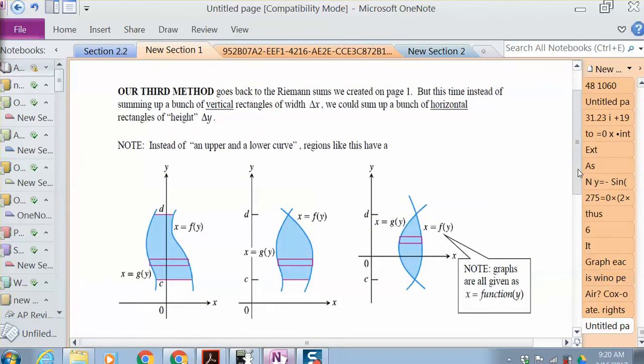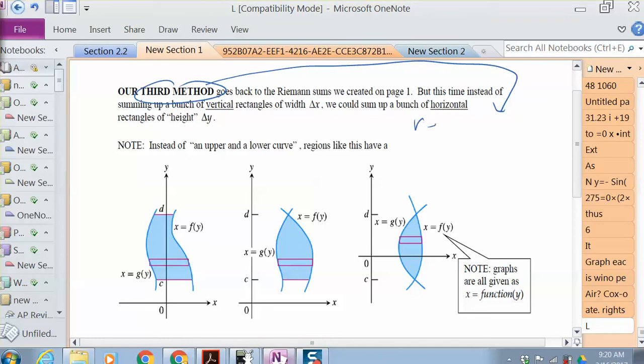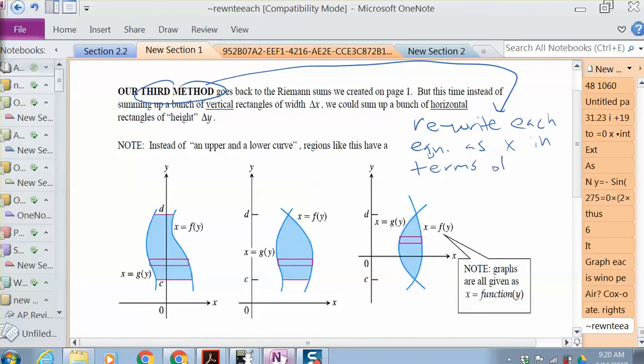So I'm going to tell you what the third method is, just so you know what we're getting ourselves into here. You're going to rewrite, actually you do want to write this down. Rewrite each equation as x in terms of y. You want to rewrite each equation as x in terms of y, and integrate in terms of y.